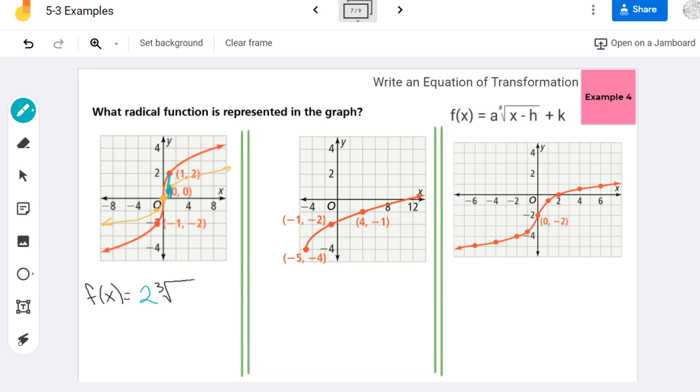Now this function hasn't had anything else happen to it. There haven't been any translations because it hasn't gone left or right or up or down. So I'm not adding or subtracting anything. I just finish it off with the x there.